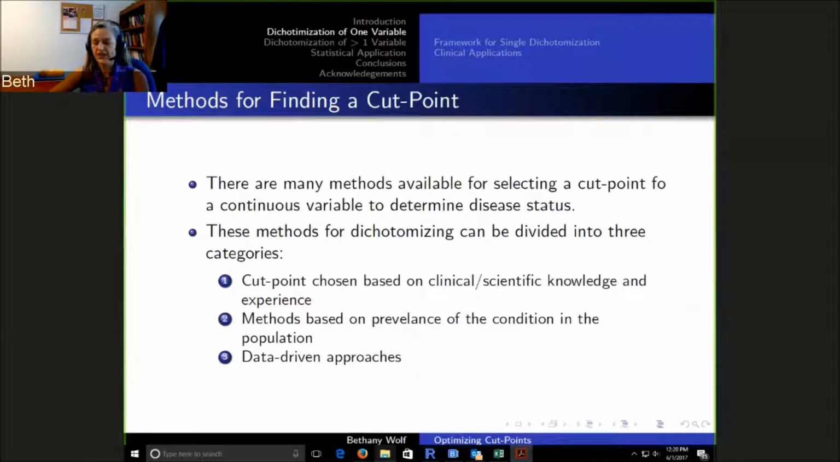And so that's not the approach that I'm focused on here, because it's really assuming that we have a wealth of knowledge and years of observation of a particular continuous variable to know that that's a good way to dichotomize our data. And so it's sort of not based at all on the data, it's based on what we've observed as we've been clinicians over time.